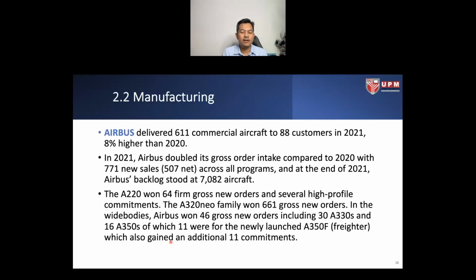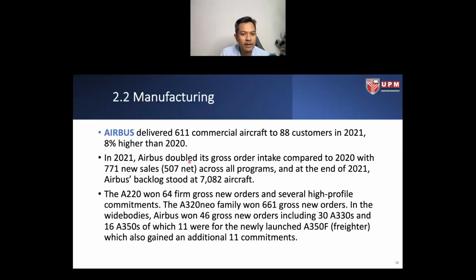So if we look one by one, I've chosen a few major companies to be discussed today. The first one is Airbus. We can see that Airbus has already delivered 611 commercial aircraft to more than 88 customers in year 2021, and this is 8% higher than year 2020, right? So they are working hard. Okay, and many Malaysian companies also get involved with the supply chain to deliver to Airbus.